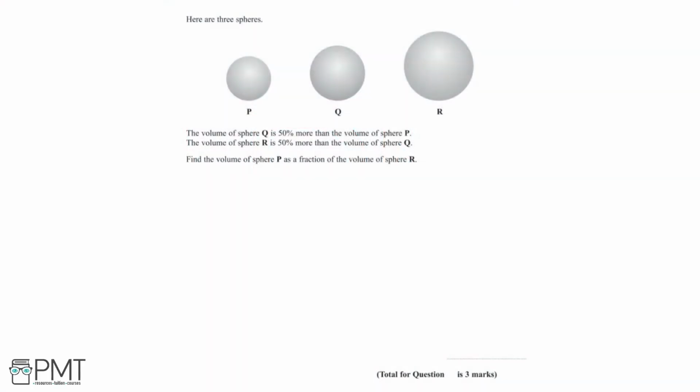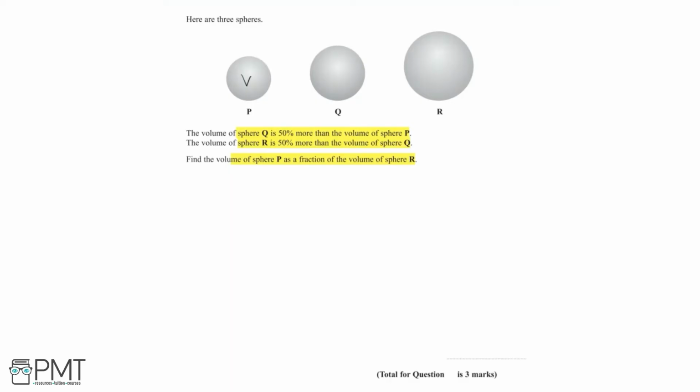In this question, we're given 3 spheres. We're told that the volume of Q is 50% more than the volume of sphere P, and the volume of sphere R is 50% more than the volume of sphere Q. We need to find the volume of sphere P as a fraction of the volume of sphere R. Well, let's start by saying that the volume of P is equal to V.